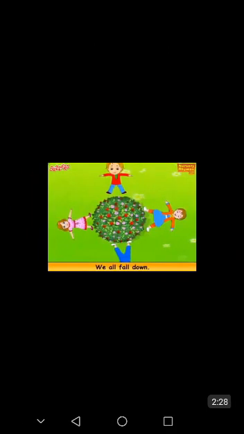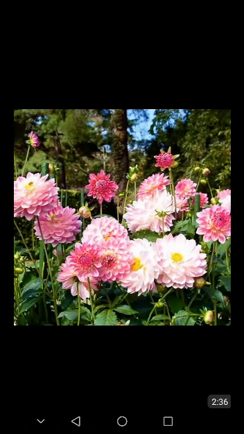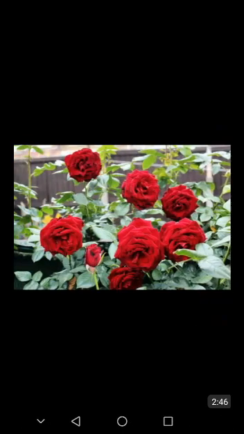Now students, after this you go to the garden or park with your parents and then you count the number of flowers on different plants. Like if you see a rose plant, then you count the number of flowers on that plant.